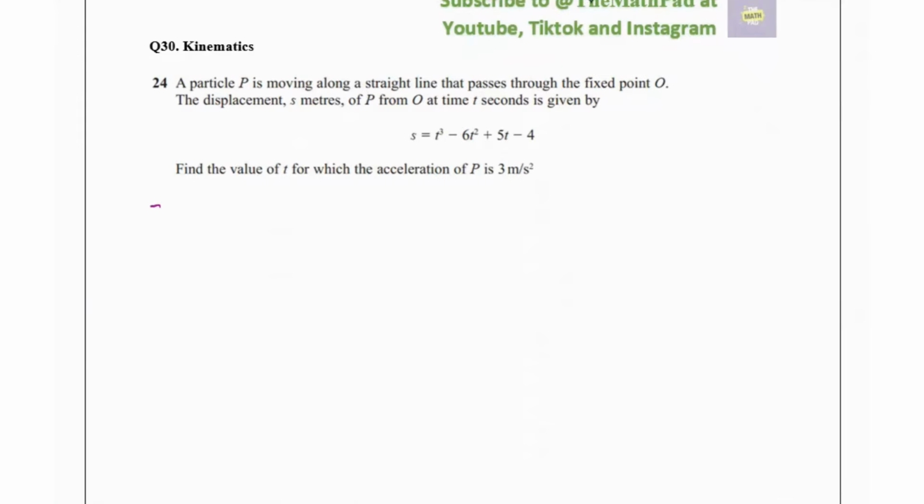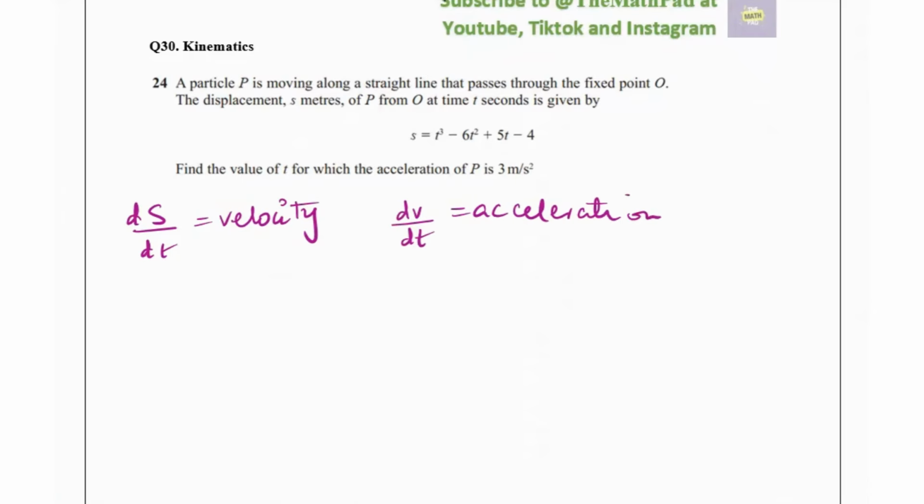So for this, you need to know that when you differentiate displacement, that gives you velocity. And when you differentiate velocity, that gives you acceleration. So since they want the time when the acceleration is 3 meters per second, we need to differentiate the displacement function to get velocity first. So ds by dt is going to be 3t squared minus 12t plus 5. Now we differentiate the velocity function to get acceleration. So we differentiate this, which is going to give us 6t minus 12.